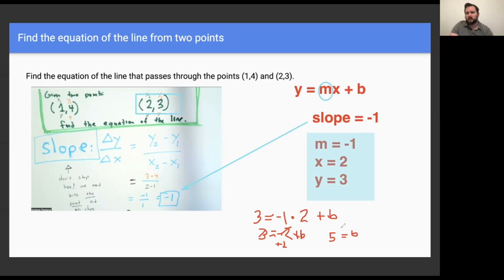And so then I take this 5 equal to b and I put it back in here after I already knew that the slope was negative 1. And so that goes in m. And so I will have y equals negative x plus 5, which is the same answer I got the other way.